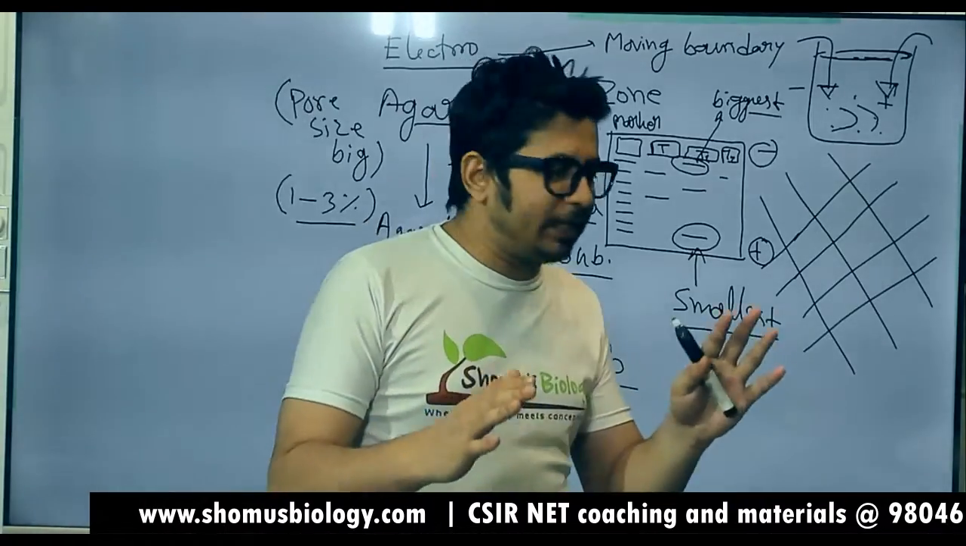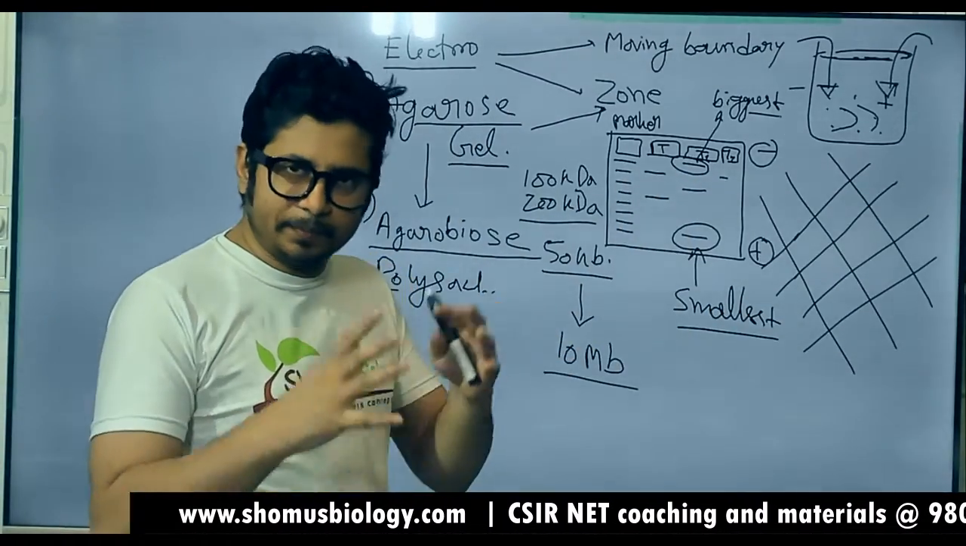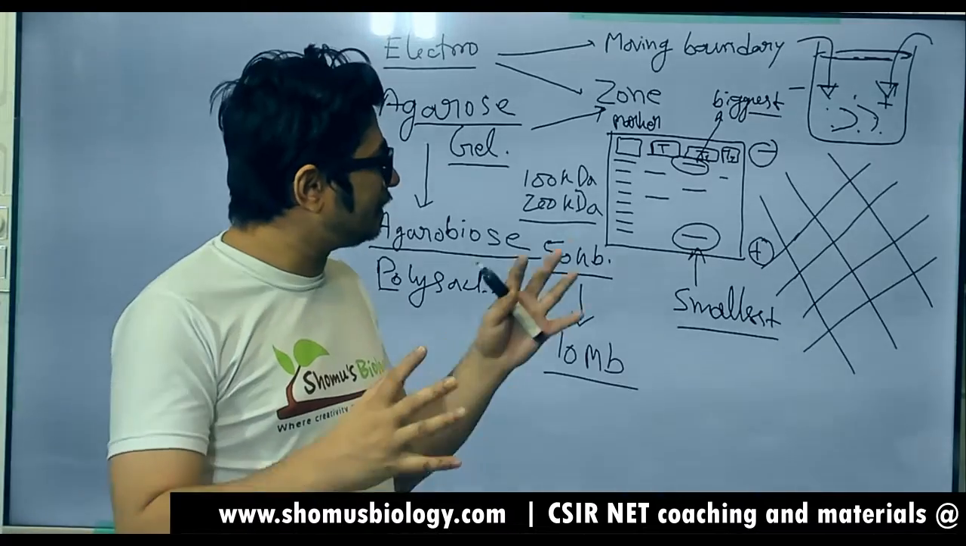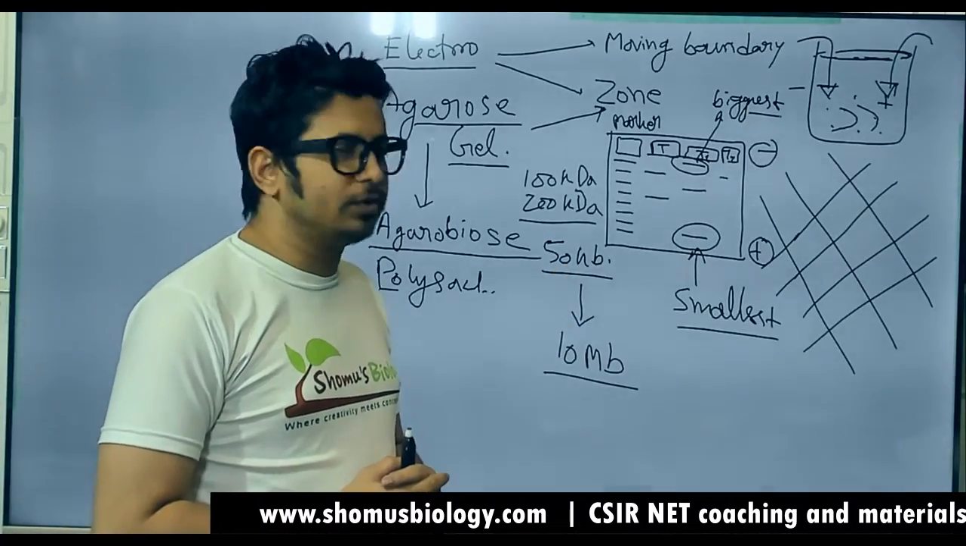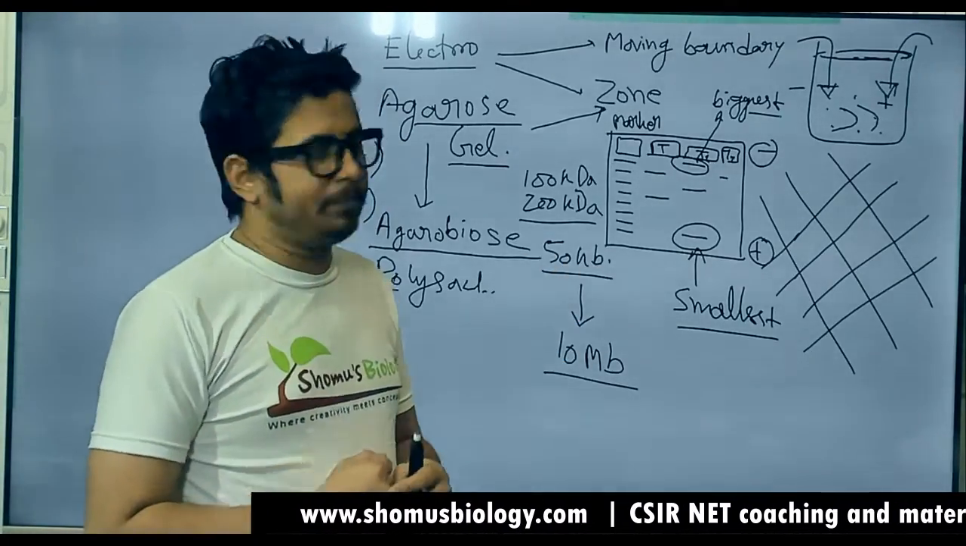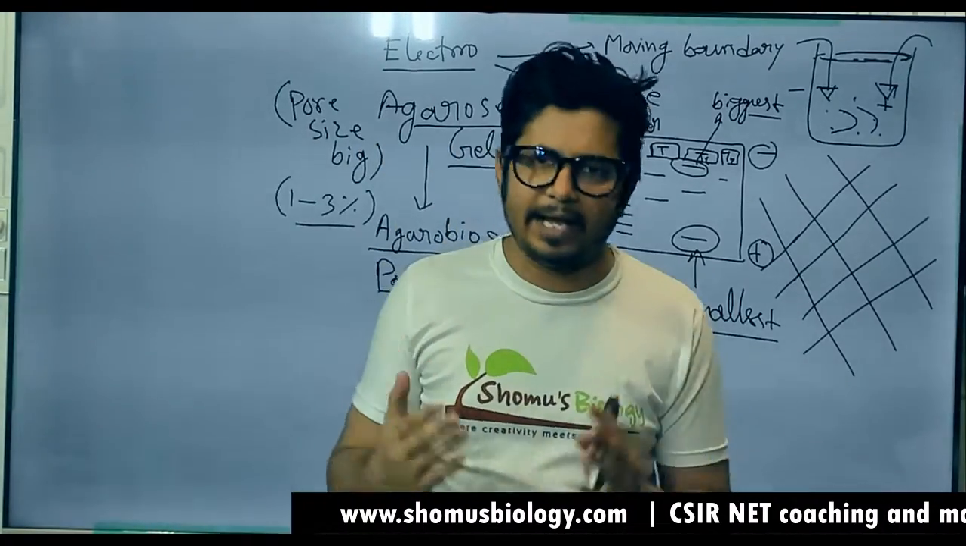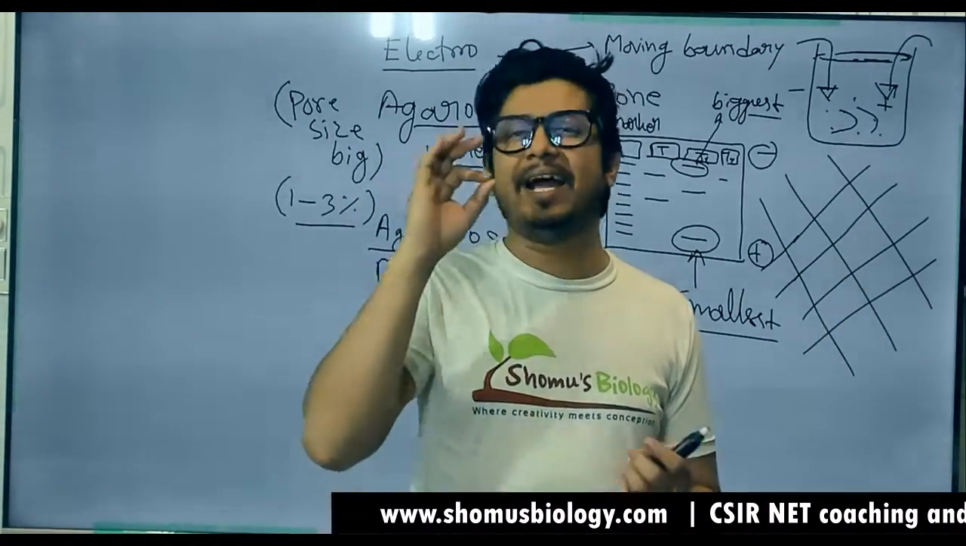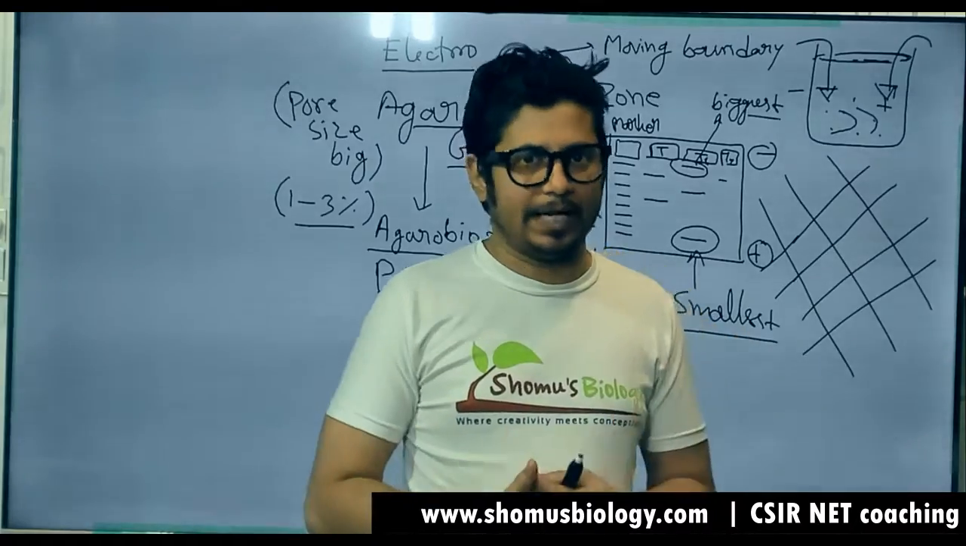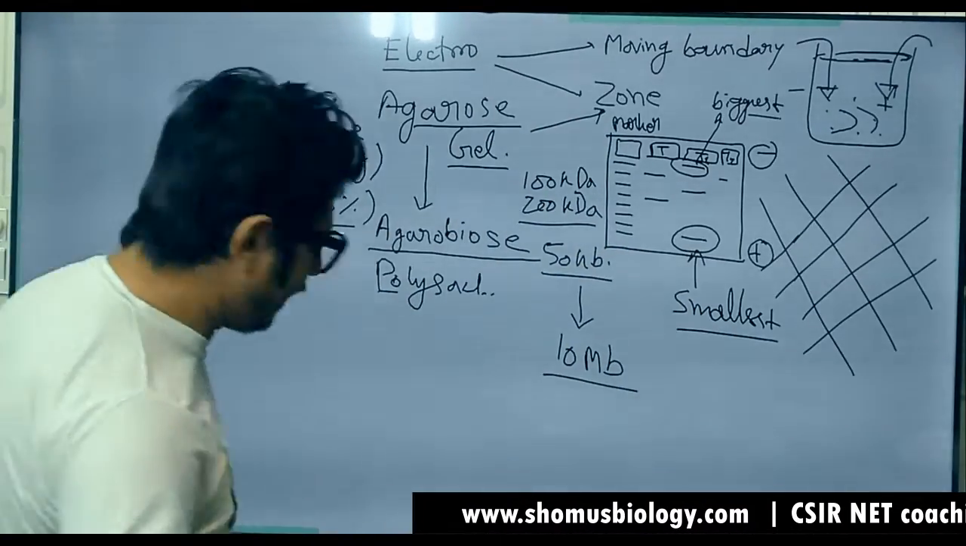And now once we separate them, the separation is done. After the separation is done, what we need to do? We need to visualize it, because we load it, we separate the gel. We cannot visualize the DNA, right? We need to add some dye or something to visualize it. So we utilize different kinds of dyes.